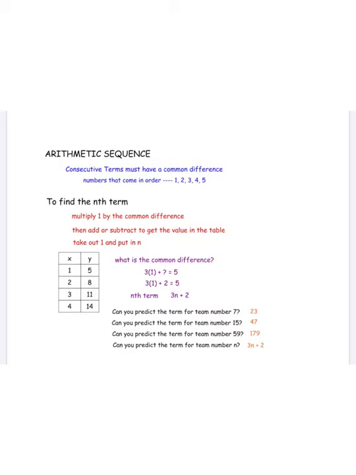So that is exactly what this slide shows you again here. So again, to be an arithmetic sequence, consecutive terms have to have a common difference. Then to find the nth term, you want to take 1, because the first term is always term number 1, and multiply it by your common difference. Then you have to add or subtract to get the value that's in the table. 3 times 1 was 3, right? Because our common difference in the 1 was 3, and we had a 5 as our first term, so we had to add 2 to the 3 to make it to be the 5.